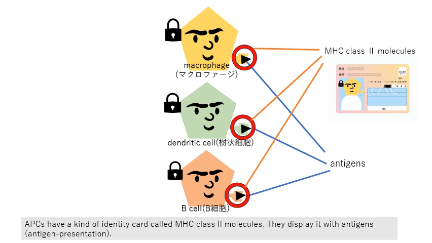APCs have a kind of identity code called MHC class II molecules. They display it with antigens.